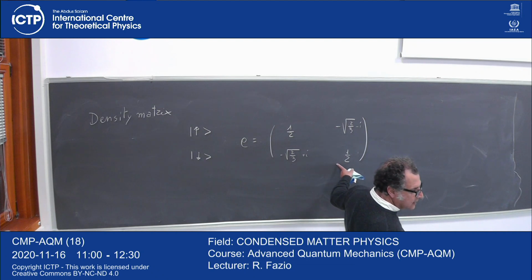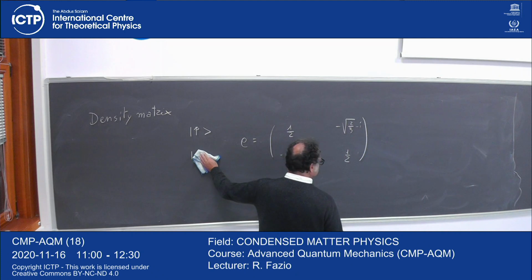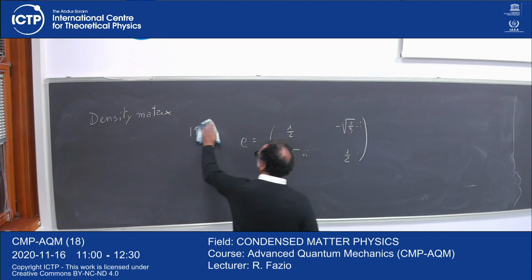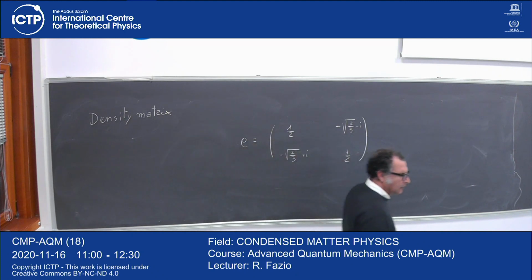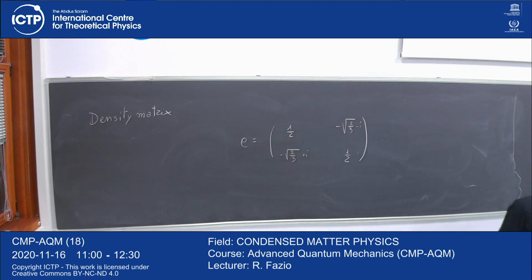Question, can I erase this or do you have some questions? Can I cancel? Good. You are saying that even though you calculated the trace to be 1, you need to make sure that the eigenvalues must be non-negative. Yes, to describe a quantum state of a system with spin 1/2.